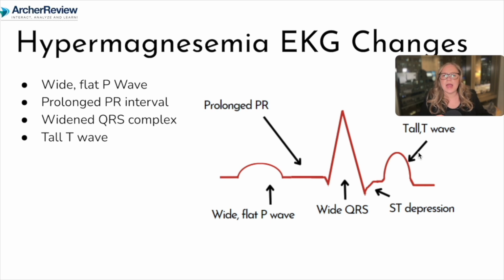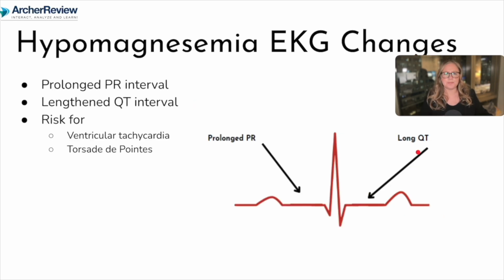Now, let's look at hypomagnesemia. Too low of a magnesium level, again, causes a prolonged PR interval, and it also causes a lengthened QT interval. All right, that's the first time we've seen that. The QT interval here is how long it takes from that big QRS complex all the way to the beginning of the T wave, that QT interval.